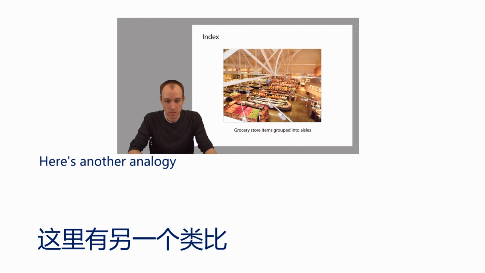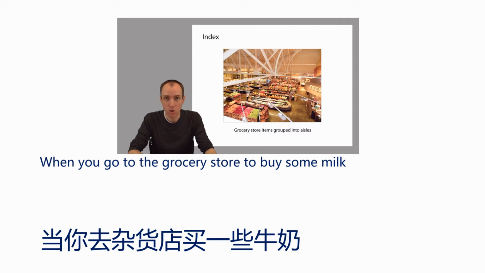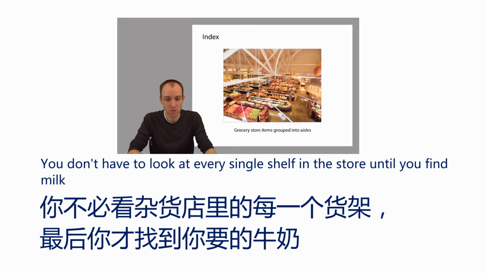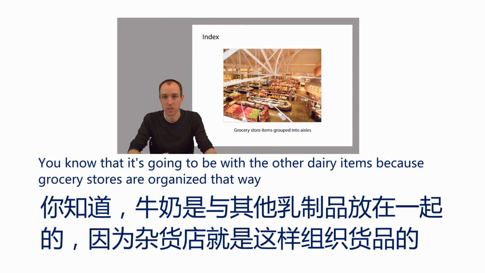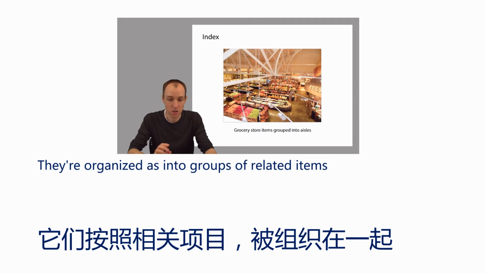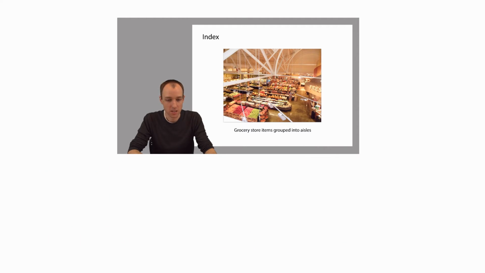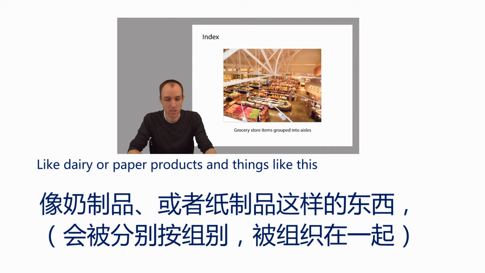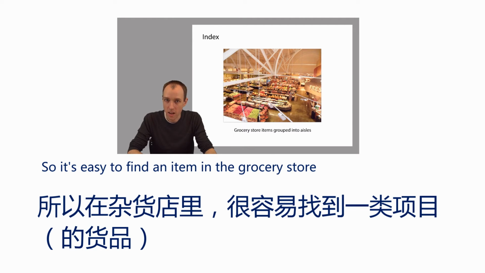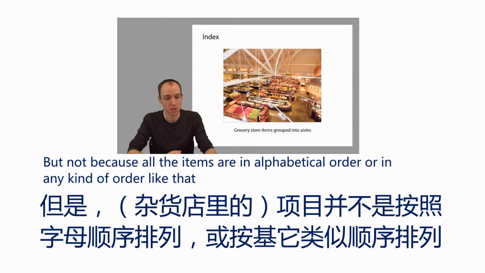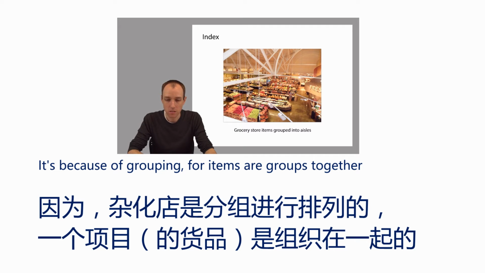Here's another analogy. When you go to the grocery store to buy some milk, you don't have to look at every single shelf in the store until you find milk. You know that it's going to be with the other dairy items because grocery stores are organized that way. They're organized into groups of related items like dairy or paper products and things like this. So it's easy to find an item in the grocery store, but not because all the items are in alphabetical order or in any kind of order like that. It's because of grouping, or items are grouped together.